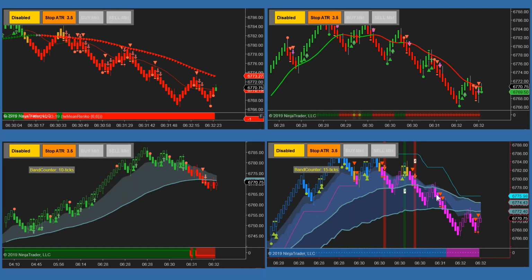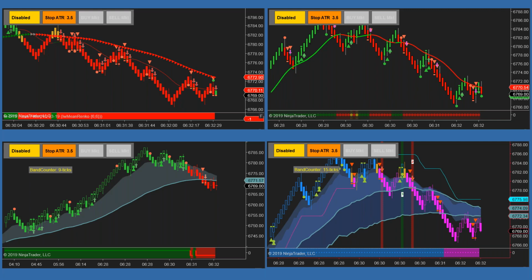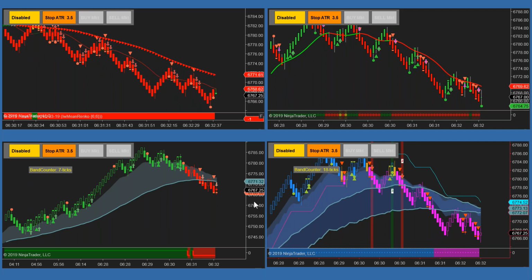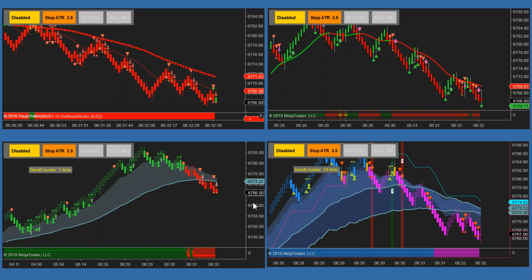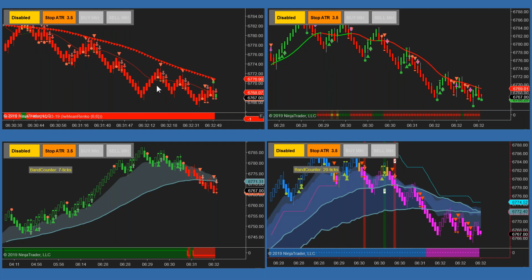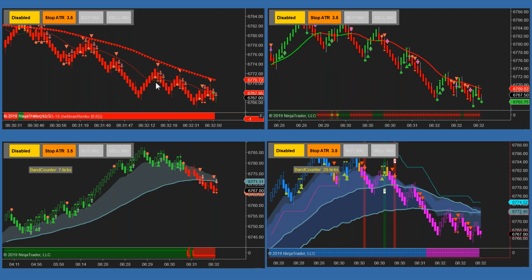Ta-da! I've got the Ninja 8 DTS and Raptor loaded. Let me give you a quick overview of what you're looking at. Here in the top left, for those of you new in the trading room, is the DTS Raptor. That's Diversified Trading System. Sorry, I said Raptor. Hawk. This is the Hawk Microhelper.